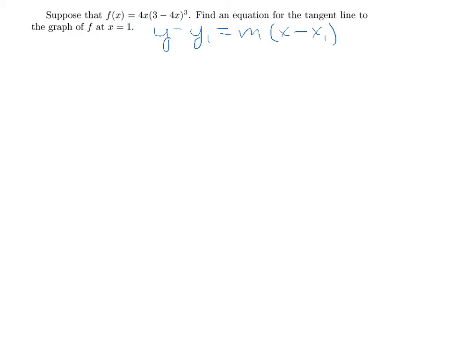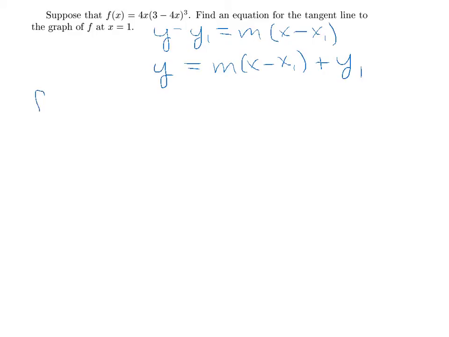I can find y by simply substituting this point in for f, and then I can compute the slope by taking the derivative of f and then substituting x equals 1. You'll see how we're going to do that in a moment. I'm going to push the y1 over to the other side. Alright, now I have an equation for a line, and I can start computing each of these terms. I can compute the slope, I can compute x1, and I can compute y1. I'm going to start with the slope.